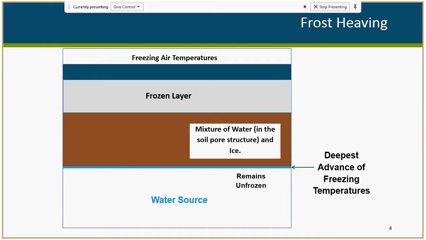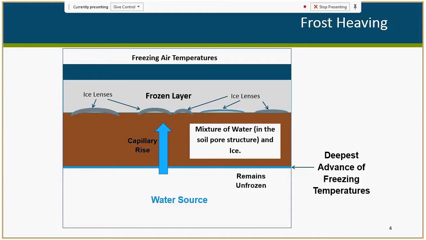But in between, in your frost susceptible soil, even though it's below freezing, water inside that microscopic pore structure can remain unfrozen. And this water can rise up through capillary action up to the frozen layer and form into ice lenses. And it's the growth of these ice lenses that actually cause the frost heave. And this process will continue until either you no longer have freezing temperatures or you run out of water.